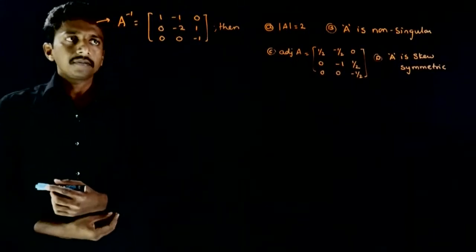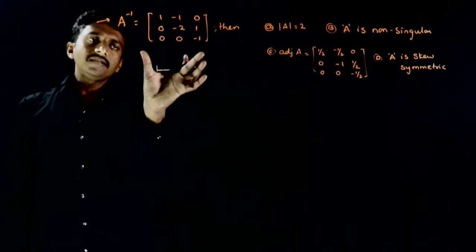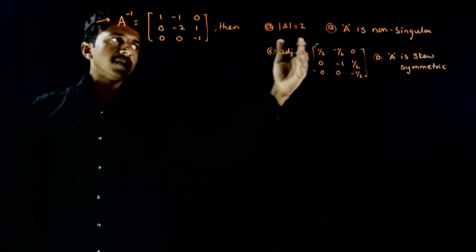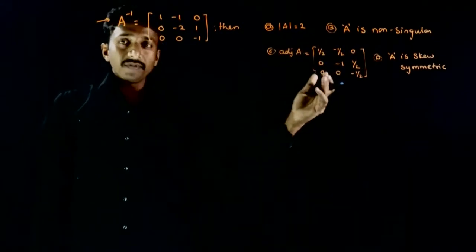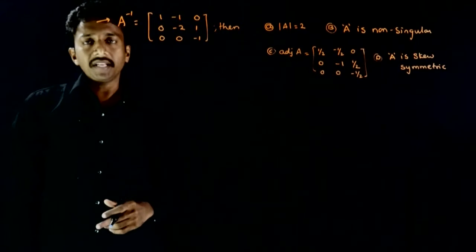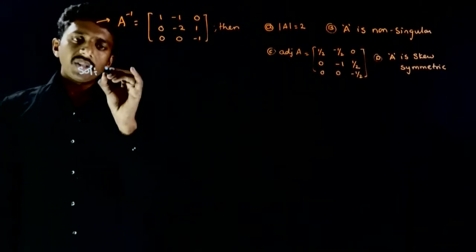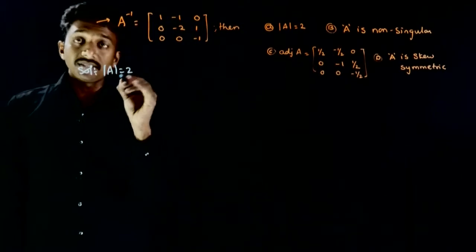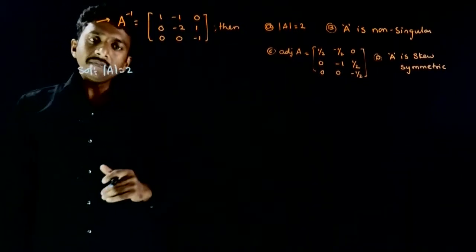So welcome students. इस क्वेश्चन में आपको दिया है A inverse is this matrix, then you are given 4 options. You are asked to check which of these options are right. ठीक है? So first option is that det A is equal to 2. So we have to check whether that is right or wrong. But क्वेश्चन में A inverse दिया है.